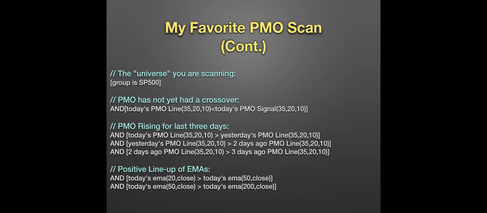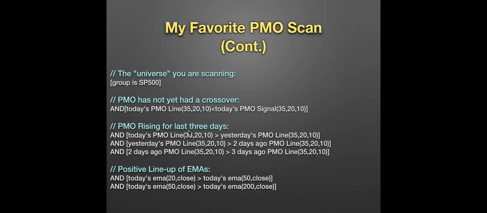So here's the actual scan code. The first part is figuring out the universe you're going to scan. And in this case, it's the S&P 500. I want a PMO that has not yet had a crossover. So that means today's PMO line needs to be less than, it should say yesterday's PMO, or needs to be below the signal line. Yes. So it hasn't had a crossover. The PMO line is below the signal line, right? So we haven't had the crossover yet.